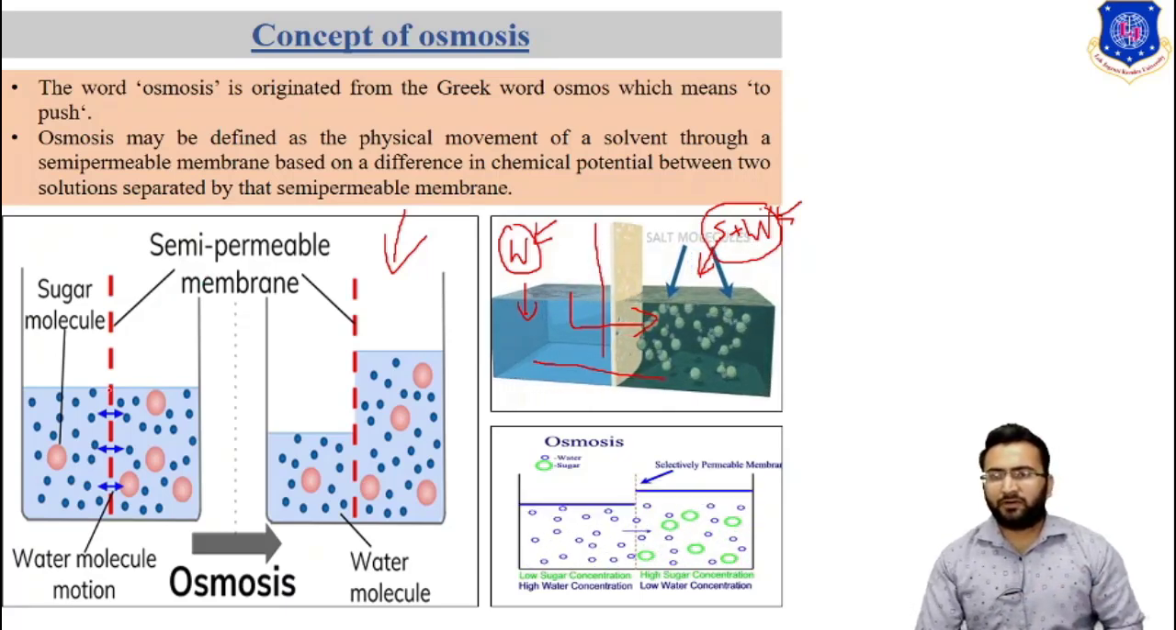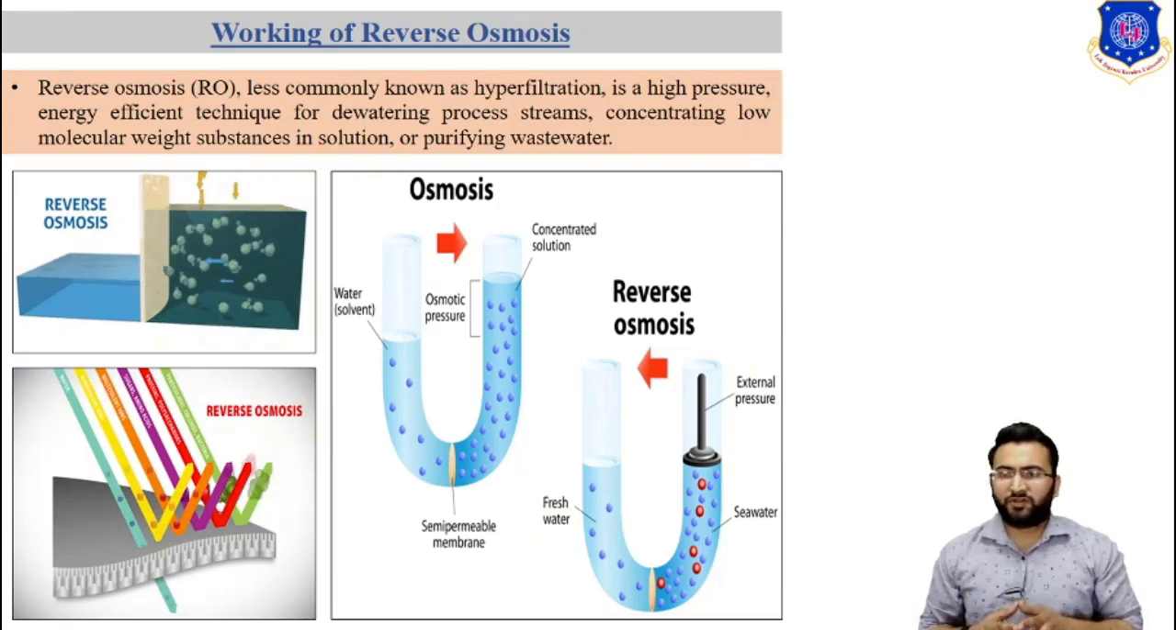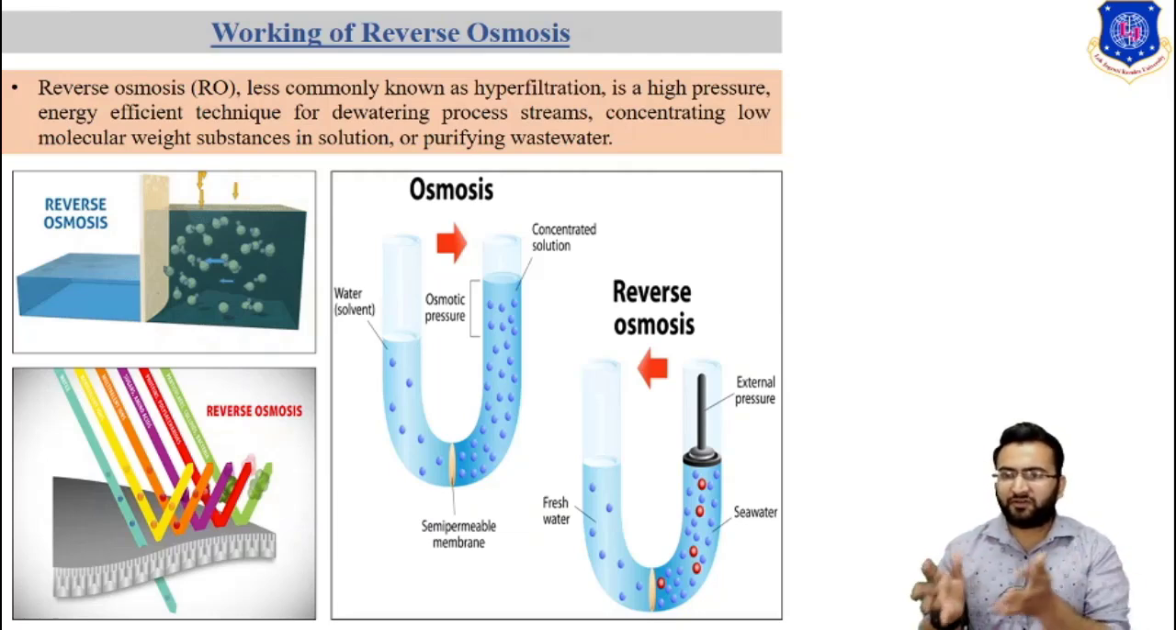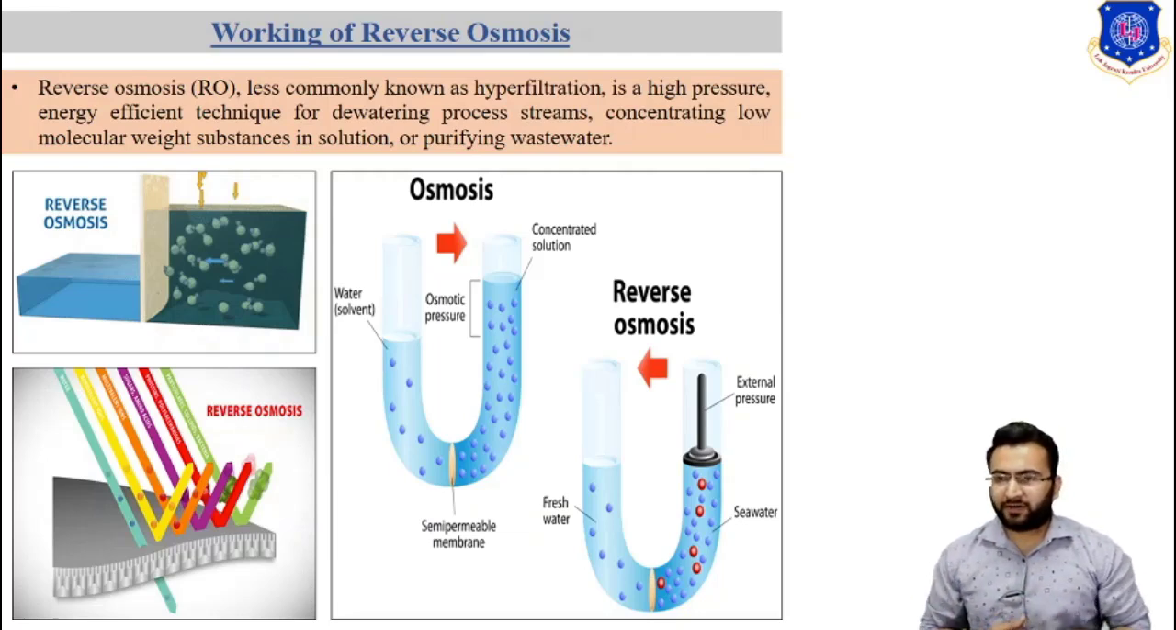Now let's talk about reverse osmosis. Reverse osmosis, less commonly known as hyperfiltration, is a high pressure and efficient technique for the dewatering of process streams, concentration of low molecular weight substances in solution, or purifying wastewater. It has the ability to concentrate dissolved as well as suspended solids. Reverse osmosis is widely used in desalination of brackish water.